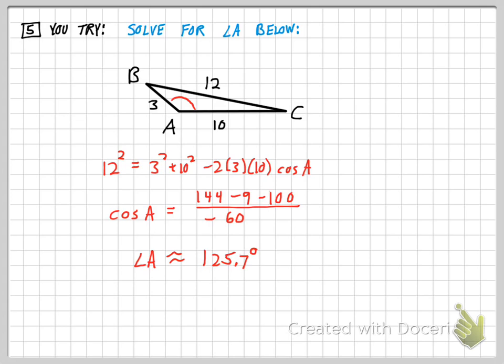Move stuff around and come up with something to type into your calculator. And remember, you'll need to do inverse cosine, and you should have gotten 125.7.